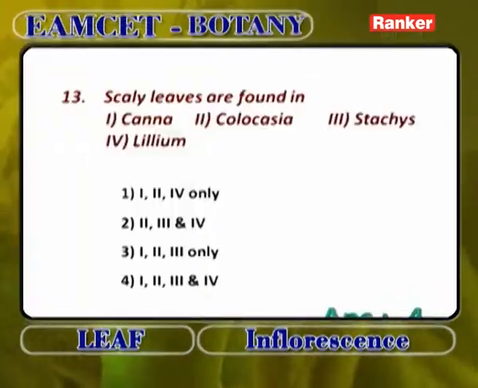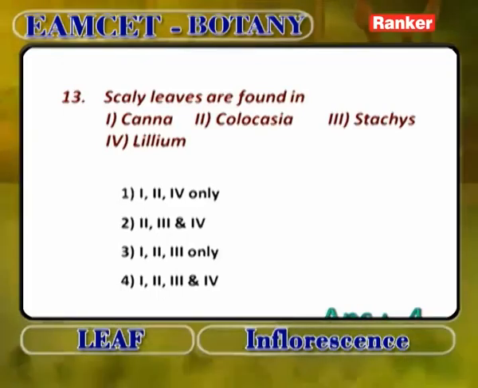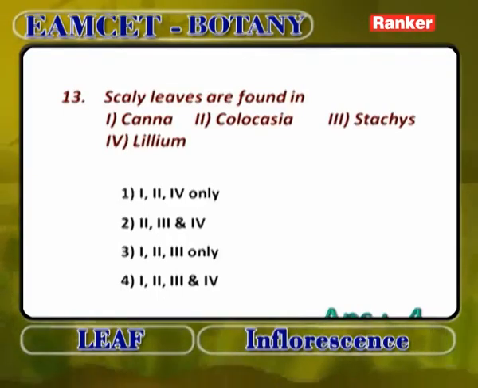Next, scaly leaves are found in. Scaly leaves means the leaves which are found either in the xerophytic plants or in the underground stem modifications. In xerophytic plants, they reduce the rate of transpiration. In underground stem modifications, they provide protection to the apical bud and axillary bud. Here the answers are Canna indica, Colocasia, Solanum tuberosum, Lilium.